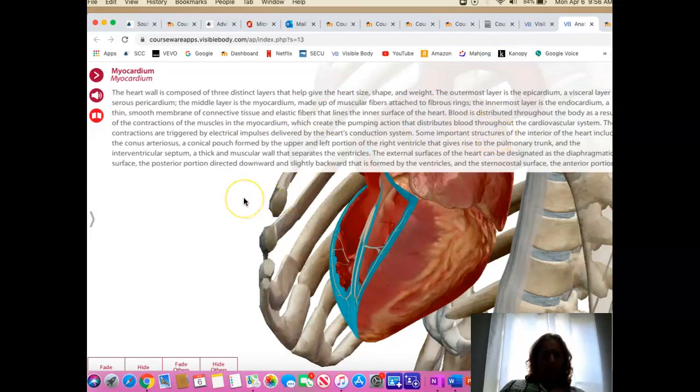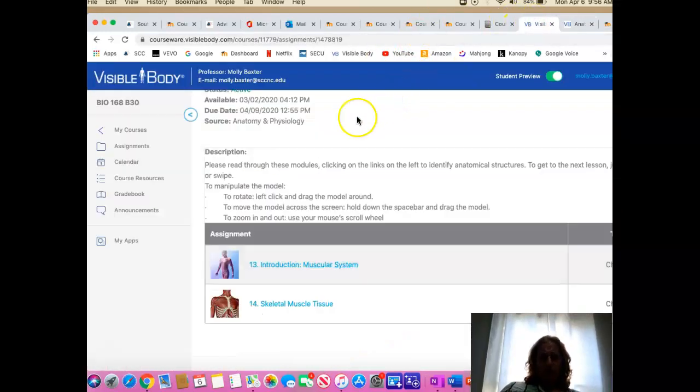Also, it may be difficult for you to see what you've completed and not completed. Go to the calendar, and those that you have not completed are in red. When I go to gradebook, I can clearly see what you have and haven't completed. If you want me to have a session with you about your scores in there and whether you know what you've done, what you haven't done, I can certainly do that. So your Visible Body consists of those different labs.